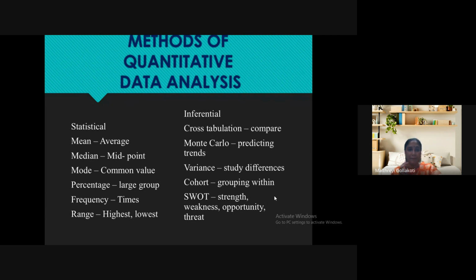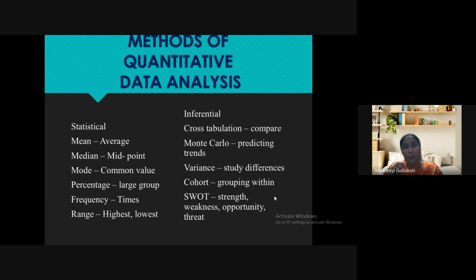They are mean, median, mode, percentage, frequency and range. What is the mean? Mean is nothing but the average. The average number of people that are favoring the product is called the mean.